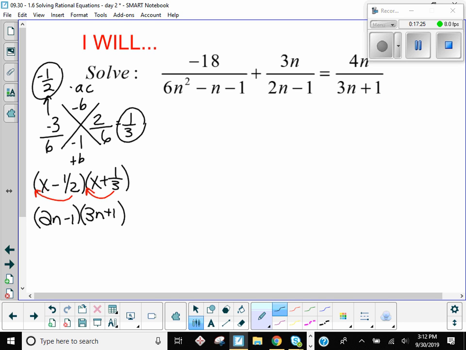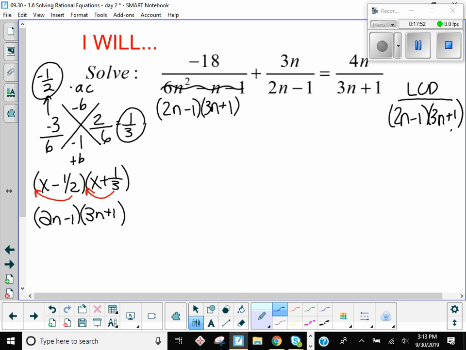And now that I have these factors, I'm just going to rewrite this denominator like this, and then build my LCD. Raise your hand if you know what the LCD is already. It is this, correct? Good. I'm going to show you a super uber fast shortcut that cuts out a whole bunch of writing to do the problem.